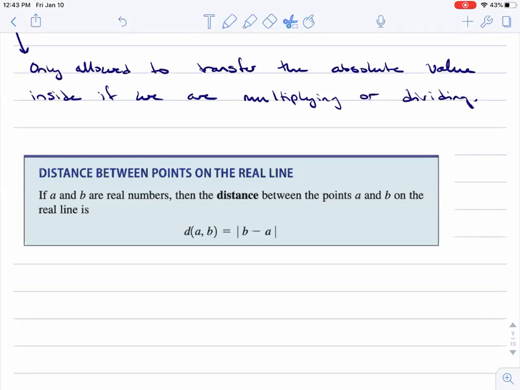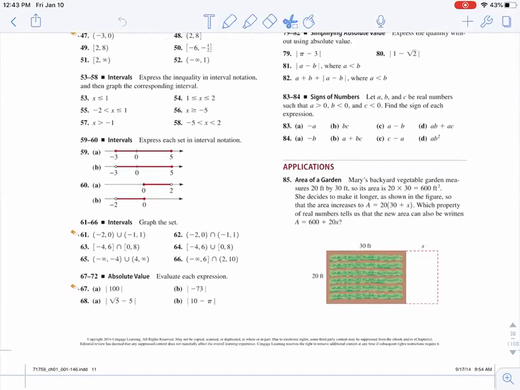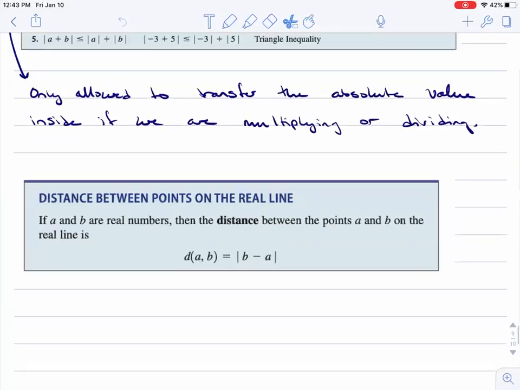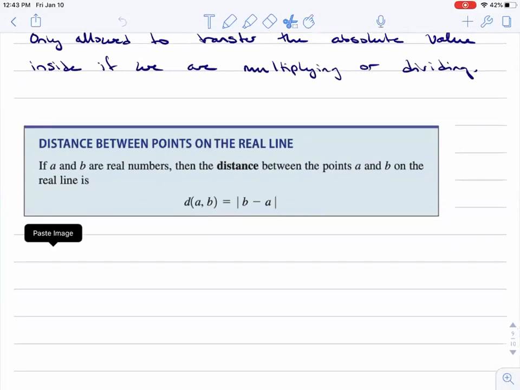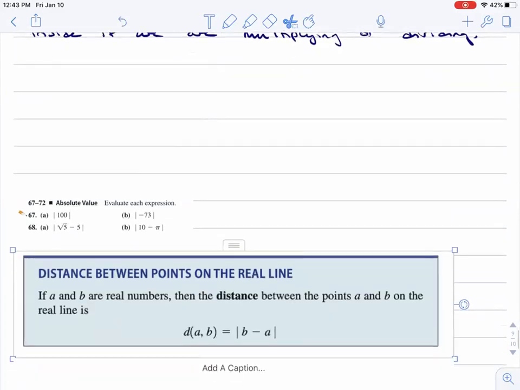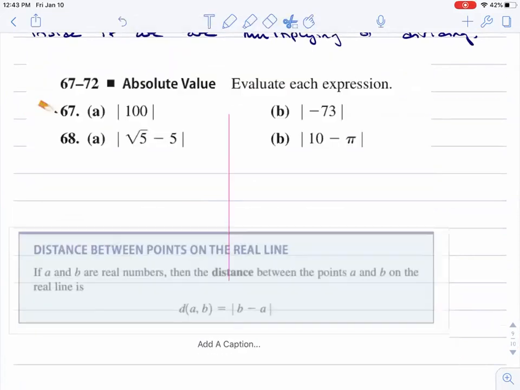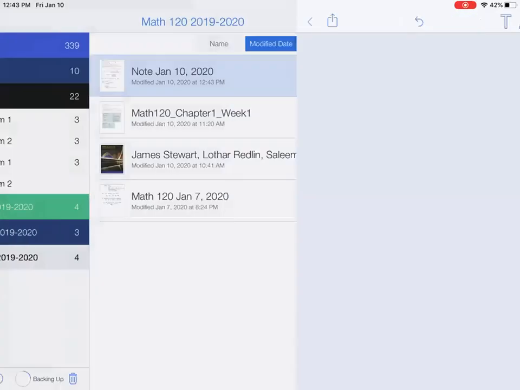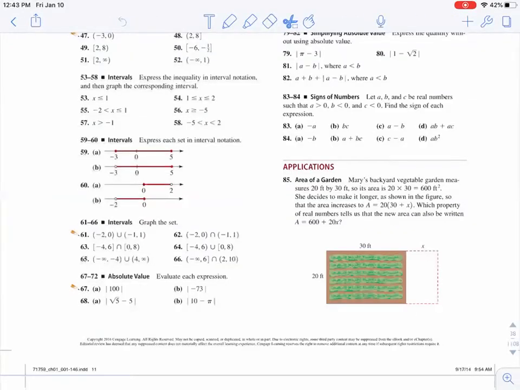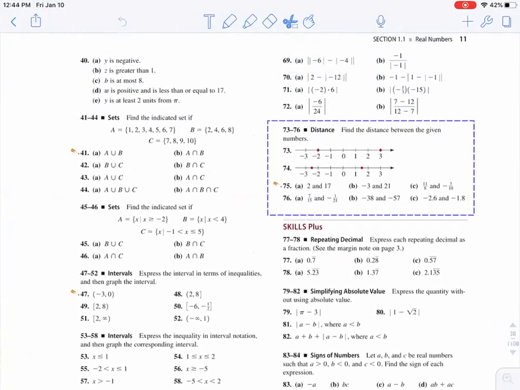So I'll steal some problems here, and sneak in these absolute value problems, even though the distance problems are also going to be absolute value problems. But for those ones, we're going to do these.